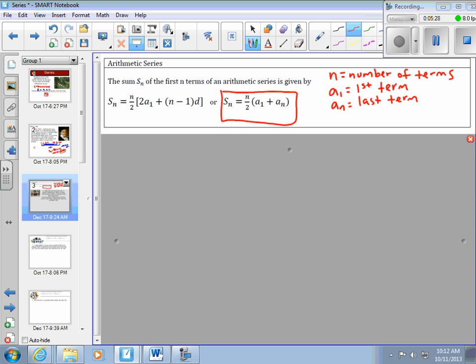Now, there's another formula next to it, another sum formula. This one's a little bit different. This would be a formula you'd use if you did not know what the last term in the sequence would be. So this one uses a lot of the same things as the other formula, except it uses the common difference. Remember D from yesterday, that means the common difference. How much is it increasing by each time? So these two formulas can be used to solve some of these types of problems.